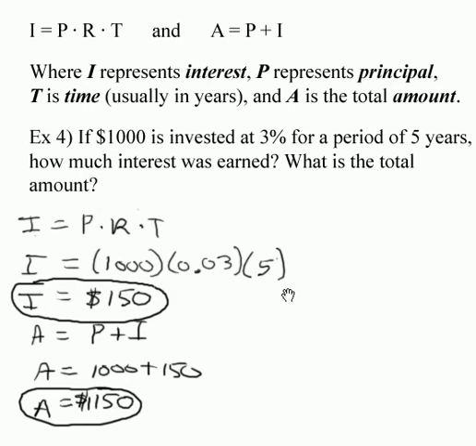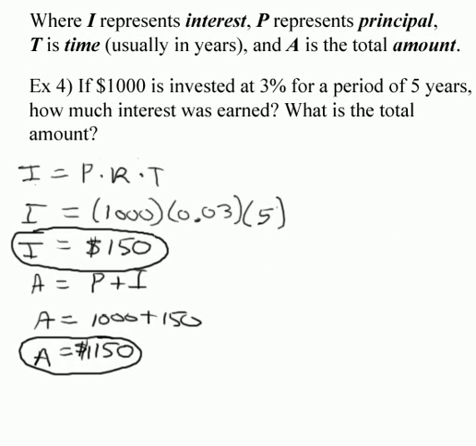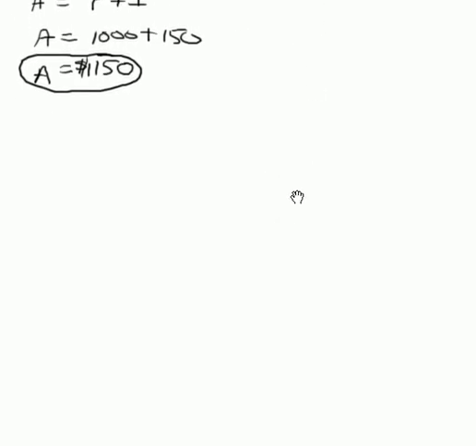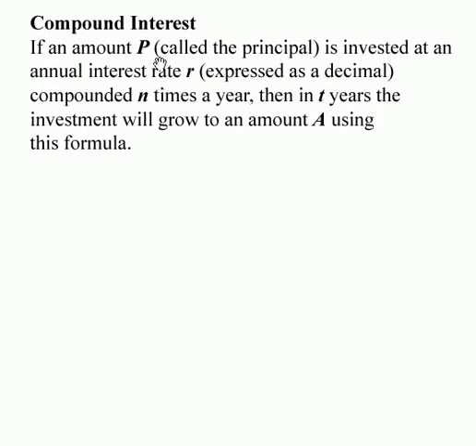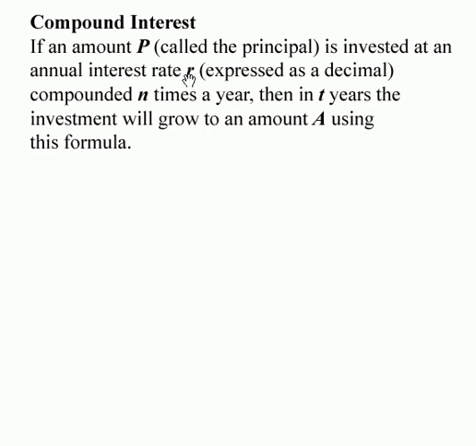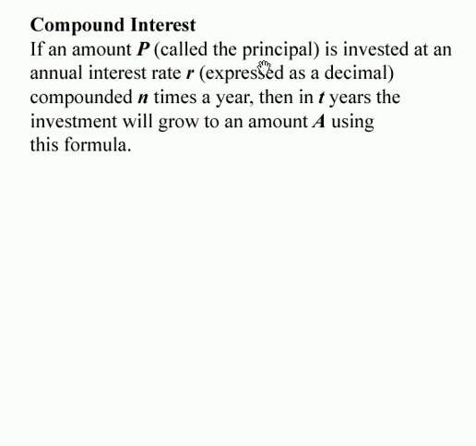P is still the principal. R is still the interest rate. It's expressed as a decimal. T is still the time, typically expressed in years. A would be the final amount. What's different here about compound interest is N represents how many times a year that interest is compounded or calculated. So N is 4 when we say the interest is compounded quarterly. Quarterly means 4 times a year. Monthly N would be 12. Daily N would be 365. Okay, so whatever it is, we need to pay attention to that in the problem.